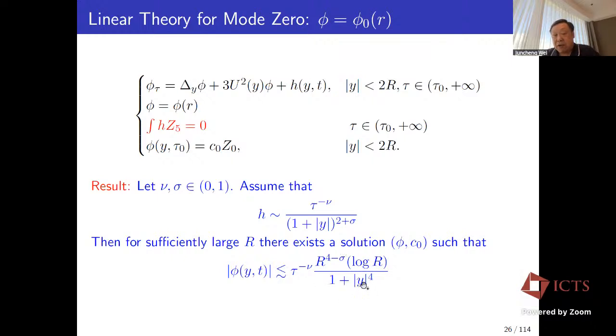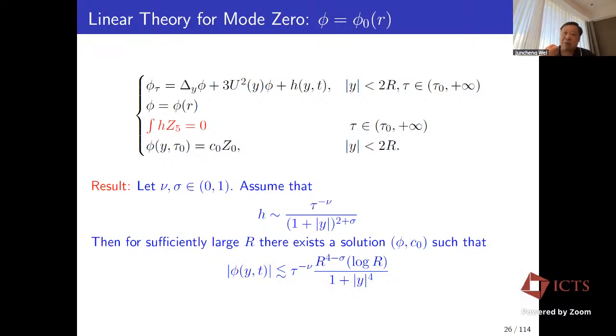So if y is order 1, phi grows like R to the 4, almost R to the 4. So this is really big in the order 1 region. But when y is close to the boundary, when y is R, it decays a little bit, which is R to the minus sigma. So this is the character of the non-L2 case.